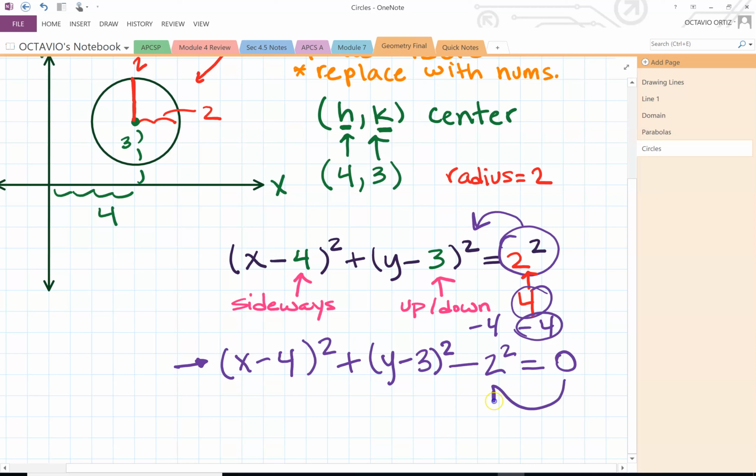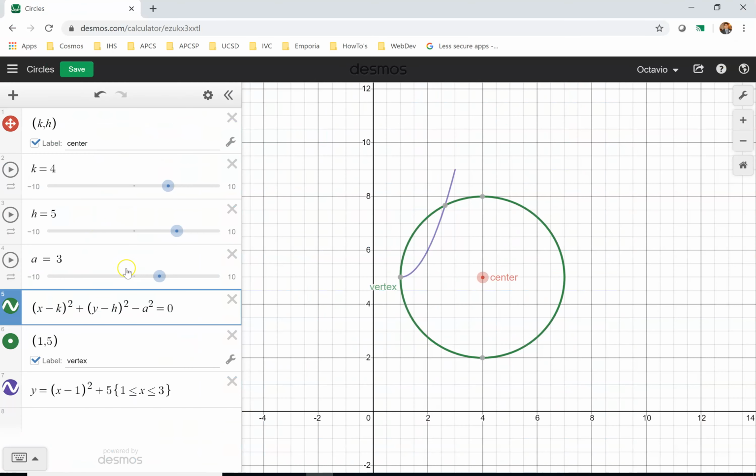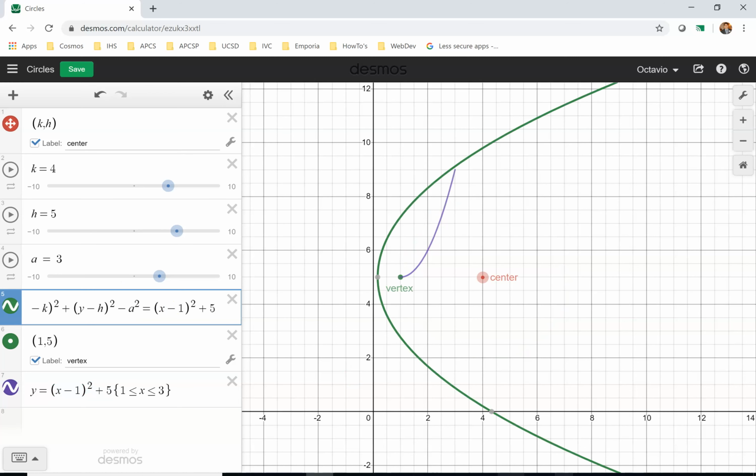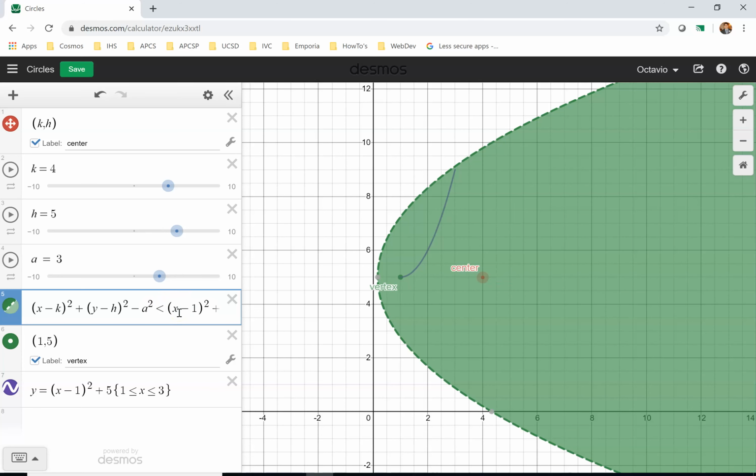And so moving that to this side is what I've done here on Desmos. So notice how instead of putting the a squared after the equal sign, I subtracted it to the left side of the equal sign, so it's now a negative, and then I put equals 0. And what I'm going to do here is replace this 0 with the equation for the parabola. So I'm going to copy this, delete that, and paste it here. And I'm going to change this equals to a less than symbol. Let's try greater than.